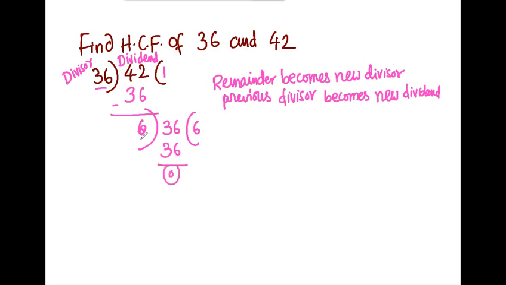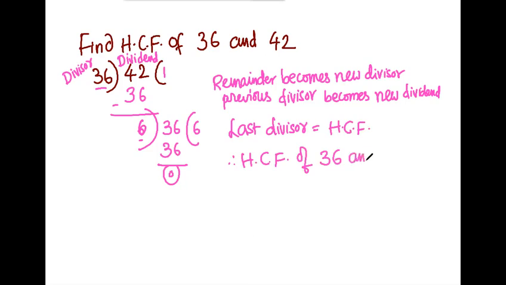The last divisor is taken as the HCF. Therefore the HCF of 36 and 42 is 6. This is the HCF.